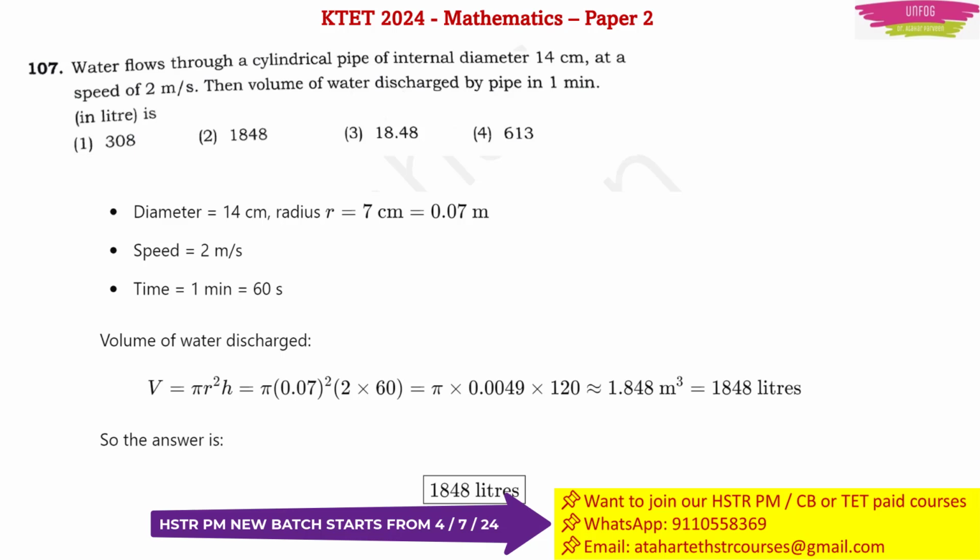And then speed they have given and time they have given. Using the speed and time, you should again find out the distance or height, which will be 2 into 60 in this case. Then only you can go for further calculation, which is the volume of water discharged. Because they are talking of a cylindrical pipe, we take pi r square h and then substitute the values. After gathering all the data, write the correct value of radius, which is 0.07 meter, and height will come out to be 2 into 60. So our answer will be 1848, which will be option 2.